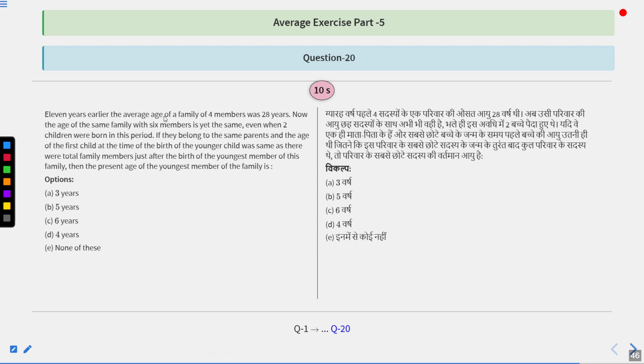11 years earlier, the average age of a family of 4 members was 28 years. Now the average age of the same family with 6 members is the same, even though 2 children were born in the same period. If they belong to the same parents, and the age of the first child at the time of the birth of the younger child was the same as the total number of family members just after the birth of the youngest member of this family, then find the present age of the youngest member. You have 5 options and 10 seconds to analyze the question. Your time starts now.